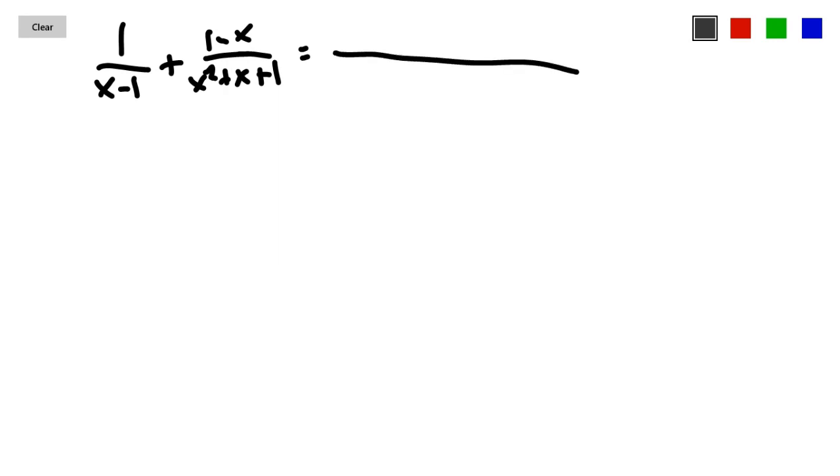Okay, so let's say that I had 1 over x minus 1 plus 1 minus x divided by x squared plus x plus 1. Alright, so the first thing I want to do is factor this stuff out. And it turns out both of these fractions are completely factored already, so I can go straight into finding the common denominator. My common denominator is produced whenever I multiply the two denominators together. So I've got x minus 1 times x squared plus x plus 1.